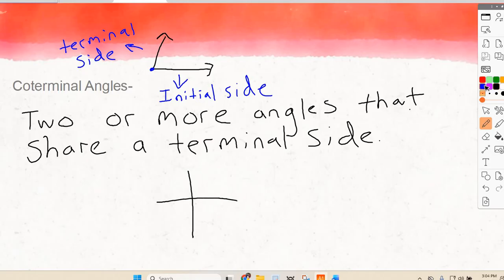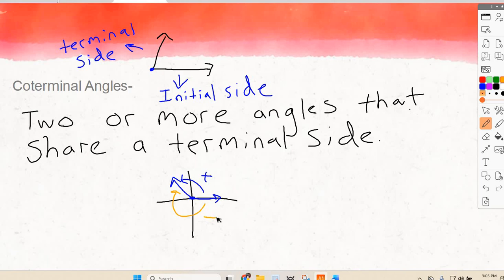So first off, how do we rotate when we are rotating in standard position? Counterclockwise. And that is a positive angle. However, we can rotate clockwise. We just have to have the negative angle there instead. So that positive and negative angle, notice, end at the same spot. So they would be coterminal angles.